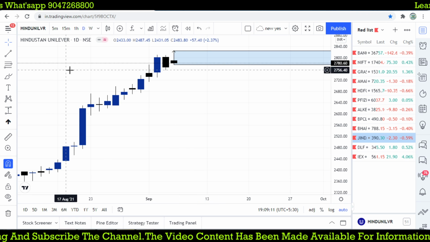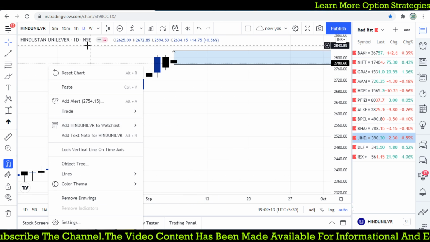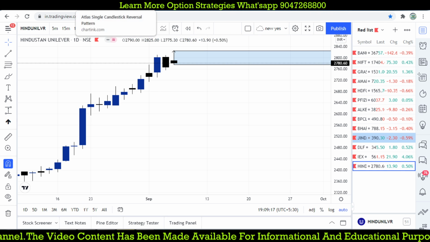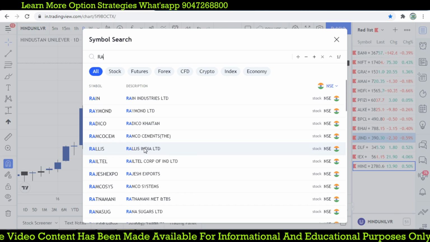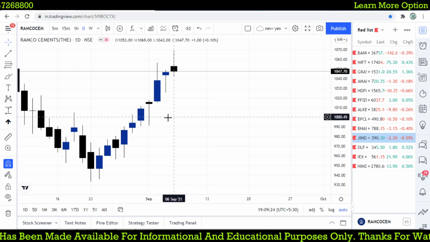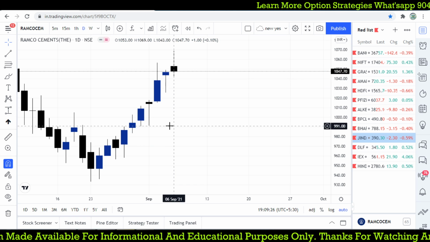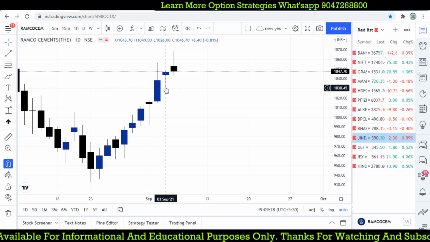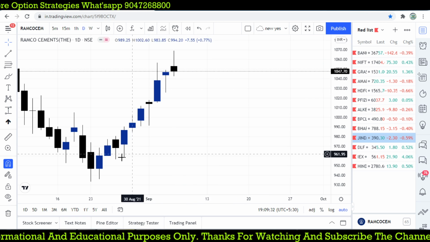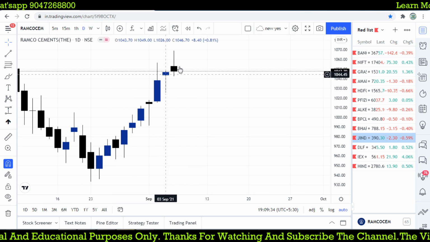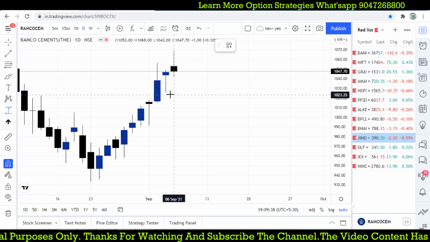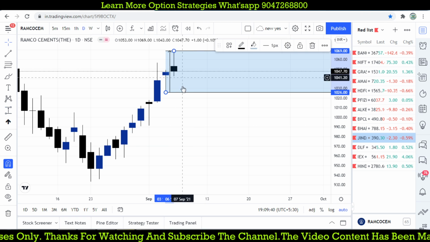Let's add Hindustan Unilever, which after a big rally forms a good kind of setup. The second one is Ramco Cement, but it is not trading with good volume. When you see the previous day, it is a hammer-like candle, and today, yesterday's price was rejected by the buyer, and today's price is rejected by the seller. Whenever there is such indecision, this is the range.